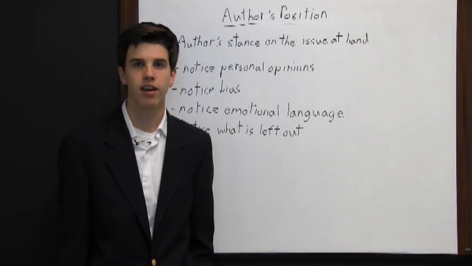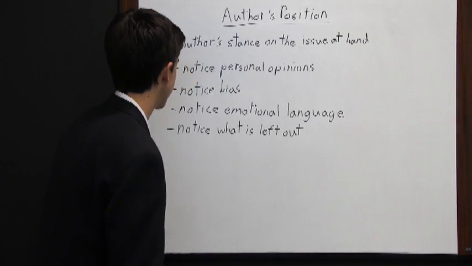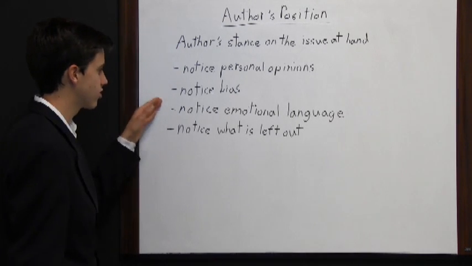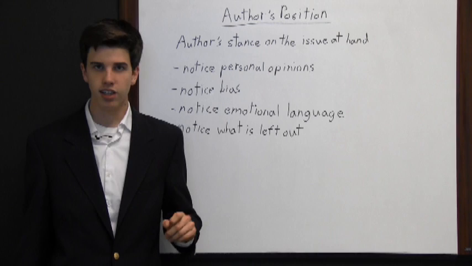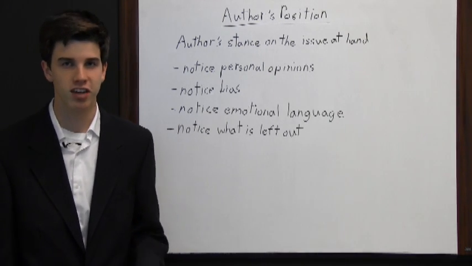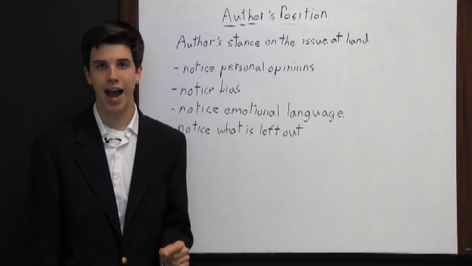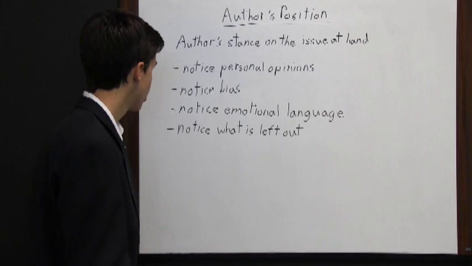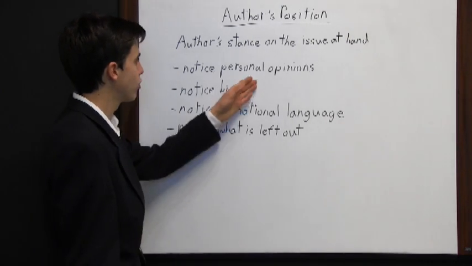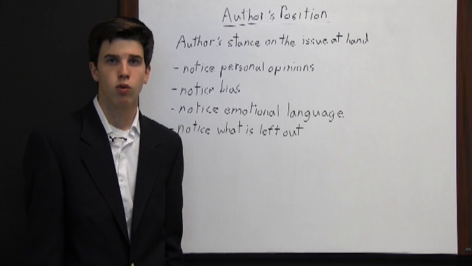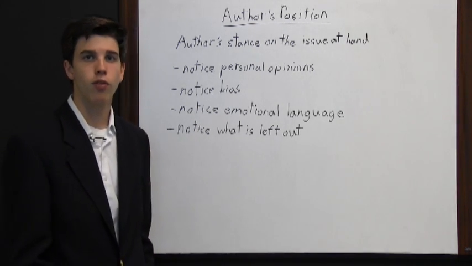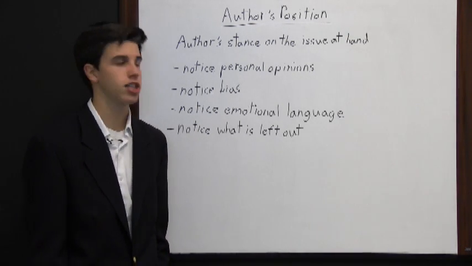So to help you find the author's position, you need to notice several things. Notice each point here starts with the word notice, because to find the author's position, you can't just sit back and have it come to you. You as the reader are going to have to be proactive and notice these things. So first of all, notice personal opinions. So this is basically noticing when someone is interjecting their own thoughts about something instead of actually putting fact in there.